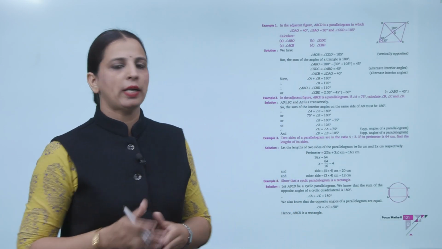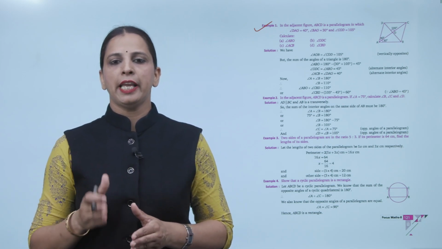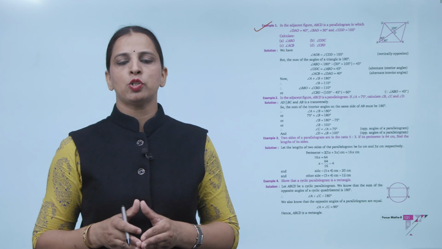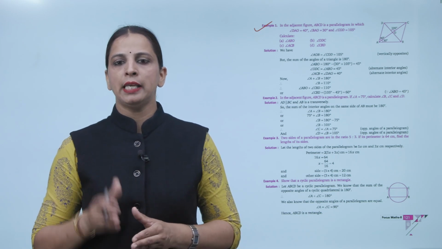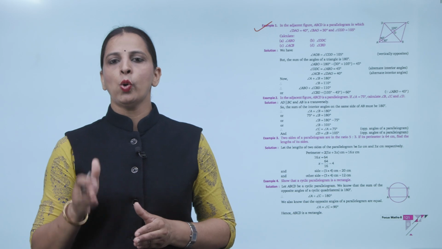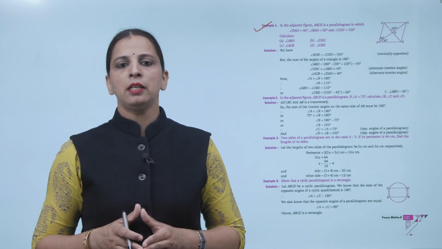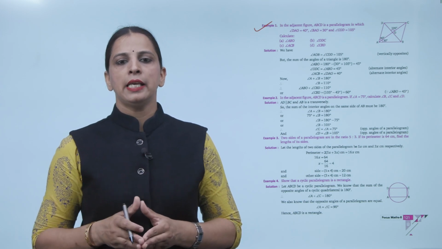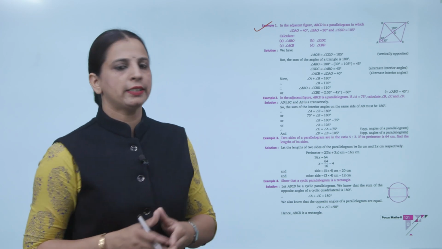Example करते हैं. Example 1. In the adjacent figure, ABCD is a parallelogram in which angle DAO is equal to 40 degrees, angle BAO is equal to 30 degrees, and angle COD is equal to 105 degrees. Calculate angle ABO, angle ODC, angle ACB and angle CBD. Solution करते हैं.